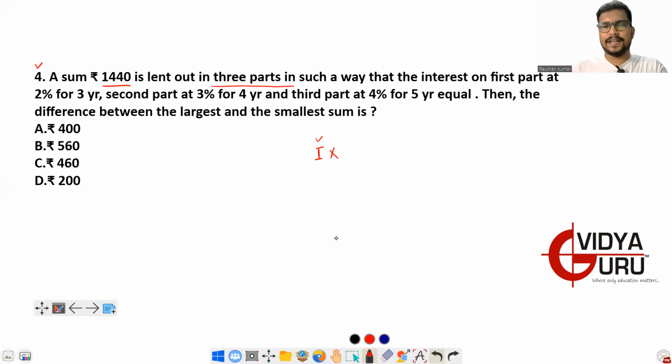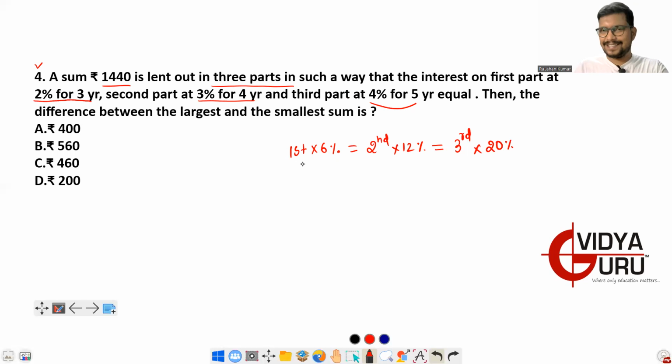Okay, so this is the first part. First part is basically 2% for 3 years. 2% for 3 years means what? You can say overall will be 6%. Yes or no? So first part into 6%. This should be equal to what? Second part at 3% for 4 years means we can write here second part into 12%. Yes or no? 3% into 4, 12%. This should be equal to third part into how much? 4 into 5, it will be equal to 20%.